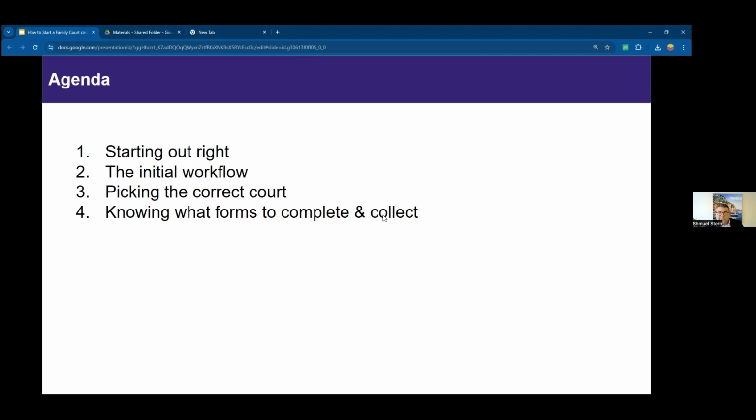And complete and collect are two different words because there are some forms that you actually have to complete. But in addition to those forms where you're typing them up, you also have to collect additional documents to attach to them. So complete and collect are two different concepts. We're going to review the forms, and that's going to take up most of our time, to actually go through the forms and see how to complete them.